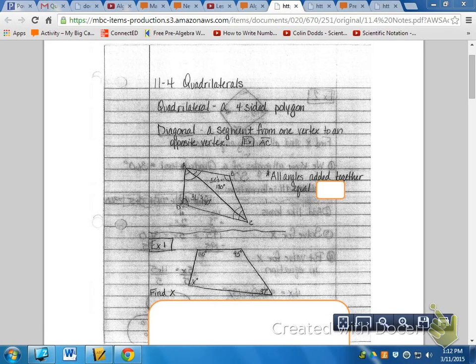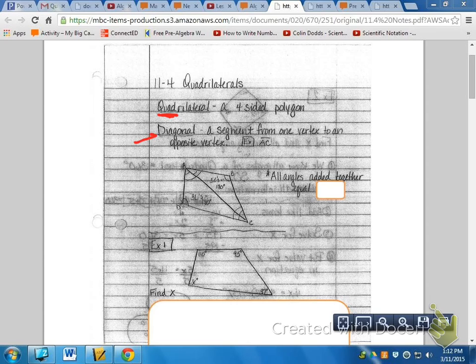Lesson 11 for quadrilaterals. Quadrilaterals are four-sided polygons. The prefix quad means four. A polygon is a closed figure that's made up of segments that cross only at the endpoints. So anytime you see a four-sided polygon, it is a quadrilateral.